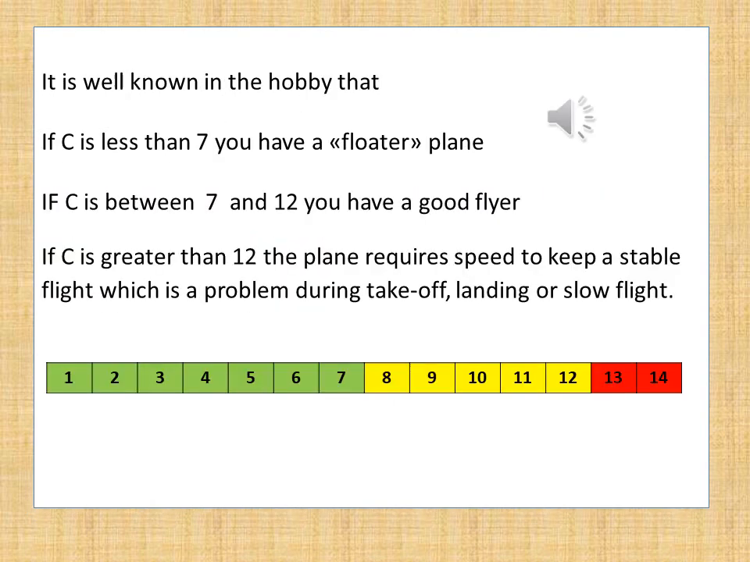It is well known in the hobby that if C is less than 7 you have a floater plane. If C is between 7 and 12 you have a good flyer. If C is greater than 12 the plane requires speed to keep a stable flight, which is a problem during takeoff, landing or slow flight.